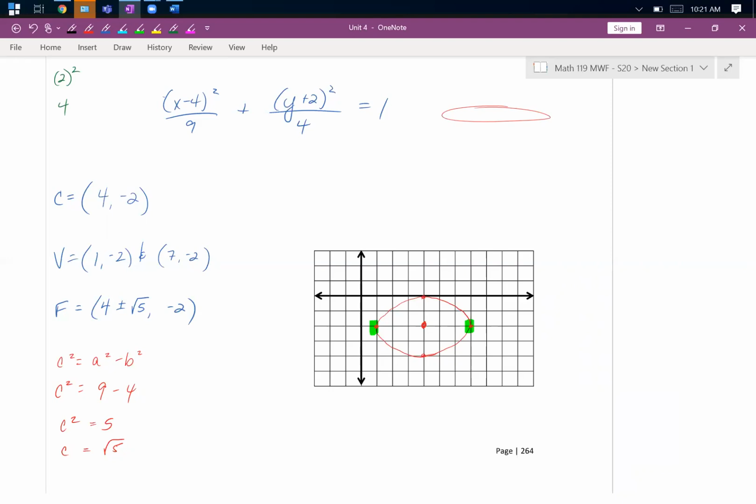You look for the vertices. They're the ends in the long direction. And then you find your foci. And just make sure to add it to the correct coordinate on the center so that it stays on the major axis. That's it. Might ask for the domain and range as well, so just make sure you're watching the directions and doing what they're asking you to do.